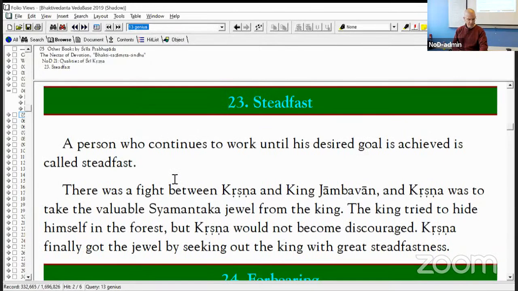23, steadfast. A person who continues to work until his desired goal is achieved is called steadfast. So in Sanskrit this is sthira. Another translation is persistent. So if you're persistent, you can also be more peaceful. If you practice this, it becomes anubhav.